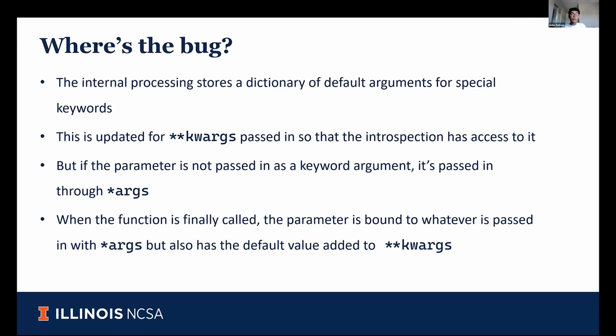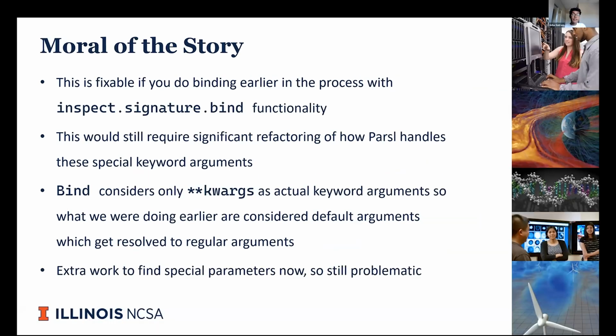That's some interesting behavior. So now the question is, how do we really fix this? It's kind of fixable if you do binding of the parameters earlier in the process. There's something called inspect.signature.bind that allows you to take a bunch of parameters and bind them to a particular function signature, so it associates the parameters with the arguments. But this still requires some refactoring of how Parsl handles these special keyword arguments, because Parsl internally in the data flow kernel still expects them in the keyword arguments dictionary.